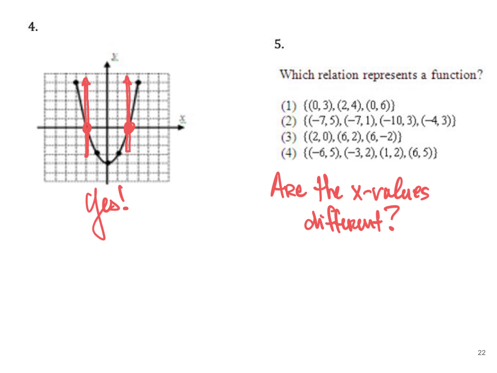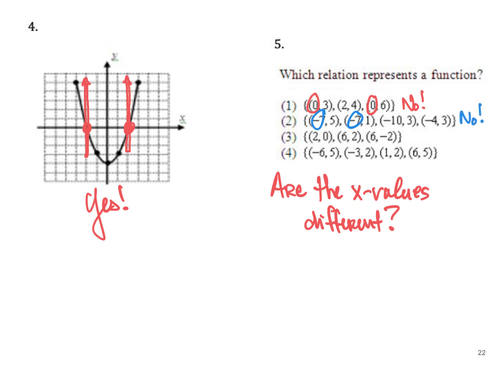So let's look at it. Are all the x values different? Well, no. See how we have a 0 there and a 0 there? So this is no. So is it a function? No, it is not. Let's look at number 2. Are all the x values, so -7, -10, -4, are the x values different? No. So is this a function?